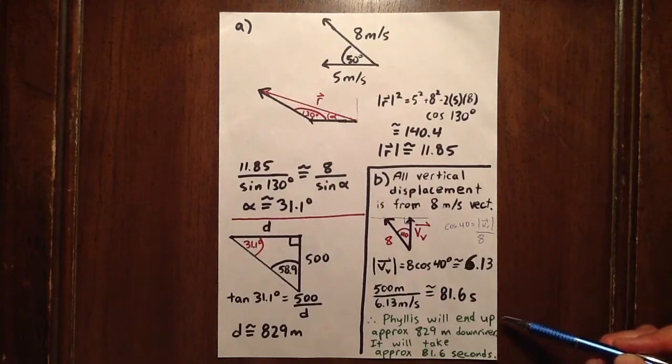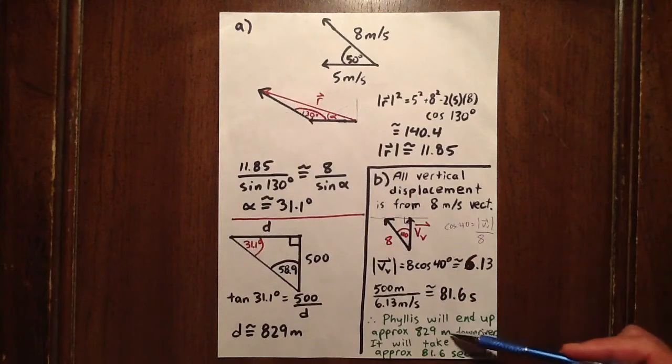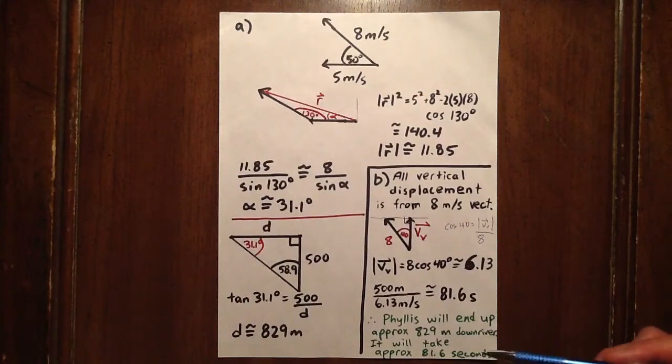So we can say with certainty that she'll end up approximately 829 meters downriver, and that it'll take her approximately 81.6 seconds to do so.